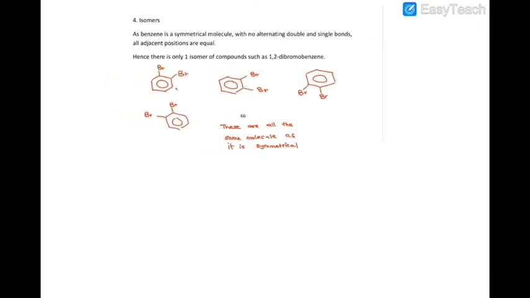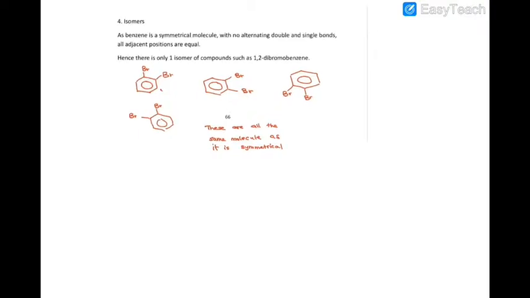And because benzene is a very symmetrical molecule, there is no alternating double bond and single bond. All adjacent positions are equal. So when we're saying 1,2-dibromobenzene, you can write 1,2-dibromobenzene for all these ways. These are not isomers.